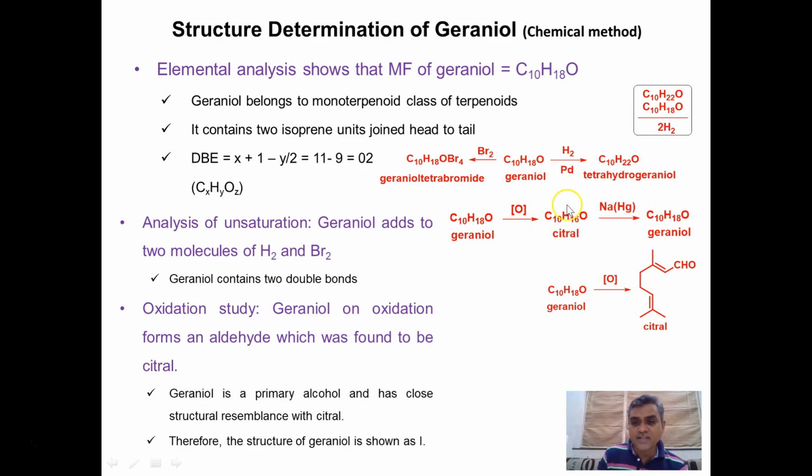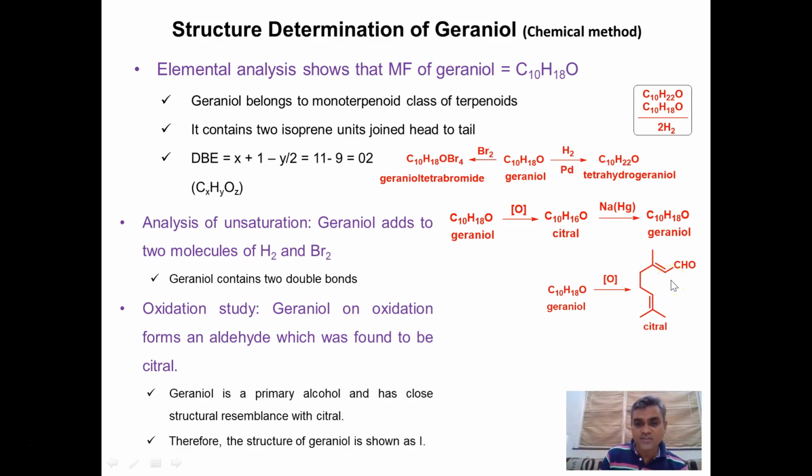This C10H16O was found to be an aldehyde, and aldehyde formation indicates that the starting material, that's geraniol, must be an alcohol. Further investigation of this oxidation product revealed that it is a citral molecule, and the citral structure we have already discussed in lecture number 2.